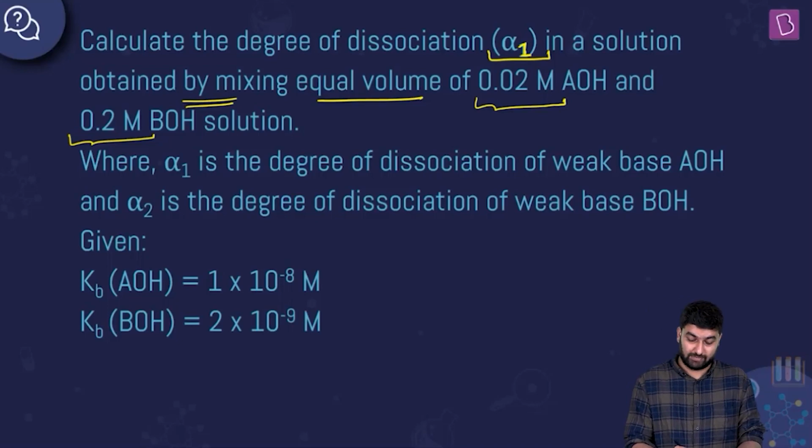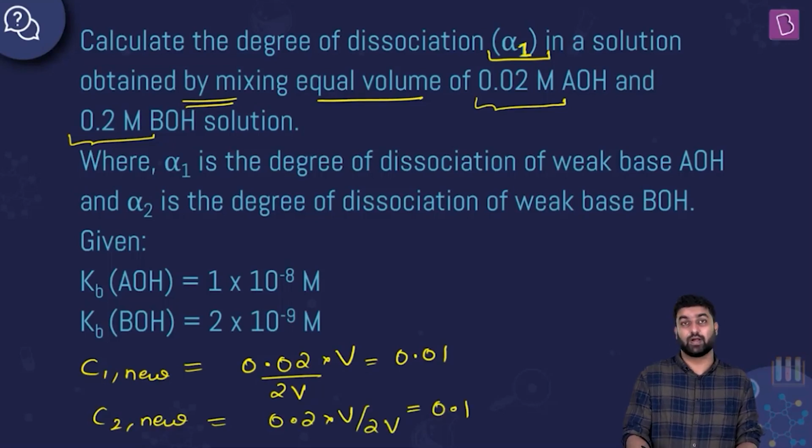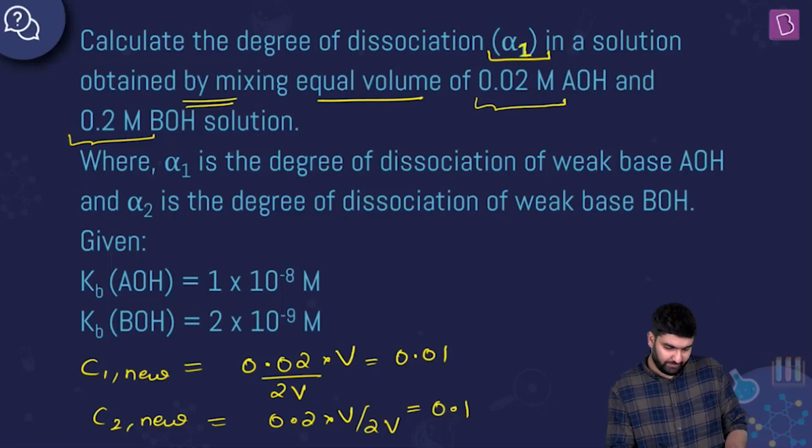So basically what I can say directly is that the new concentration C1 is going to be 0.02 multiplied by volume V divided by 2V. So that's basically 0.01. And the new concentration C2 is actually going to be 0.2 molar multiplied by V divided by 2V. So that's going to be 0.1, right? Okay, cool. We have AOH and BOH. Have we been provided the Kb values? Yes, indeed.